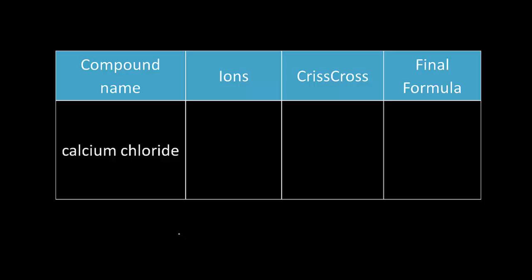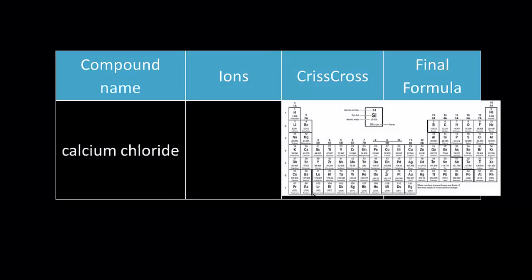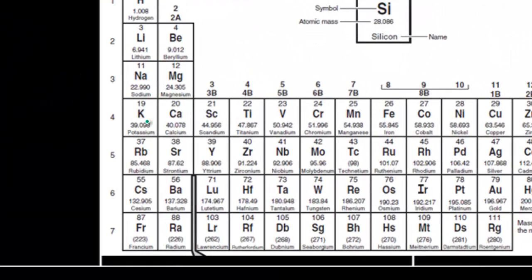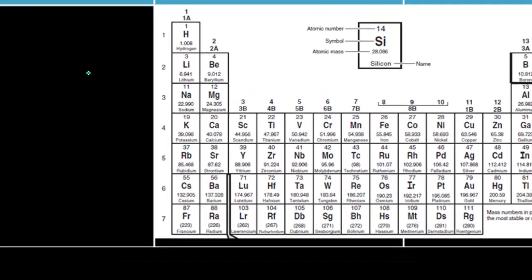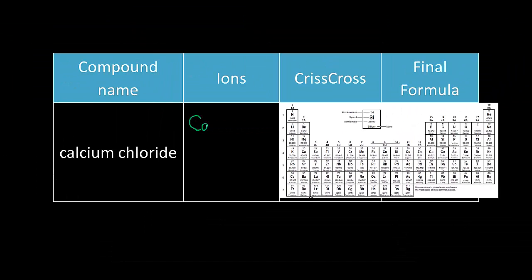All right, now let's do an example. So we have calcium chloride. We need to find out what the ions are for calcium chloride. Calcium is right here, because it says calcium. It is in group 2, which means it has 2 valence shell electrons, and it has the chemical symbol Ca. So I'm going to write Ca.